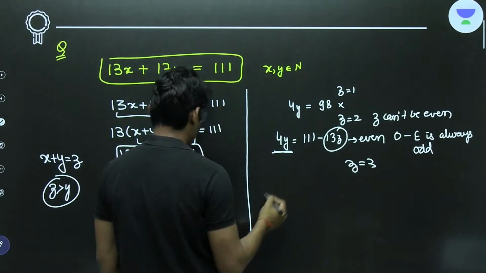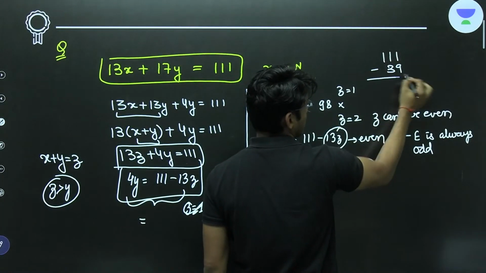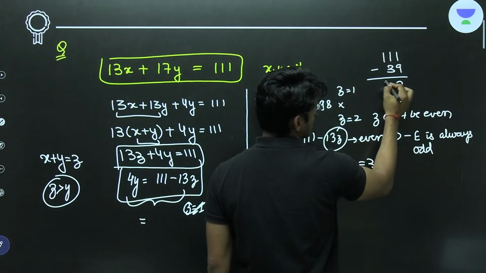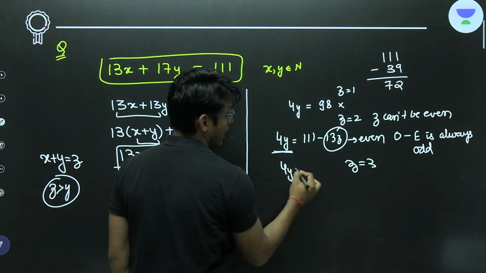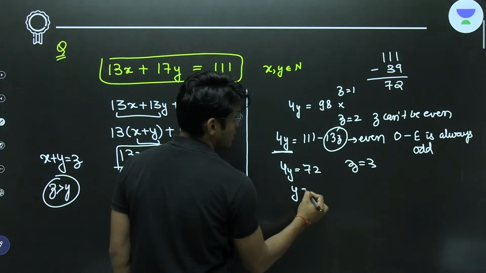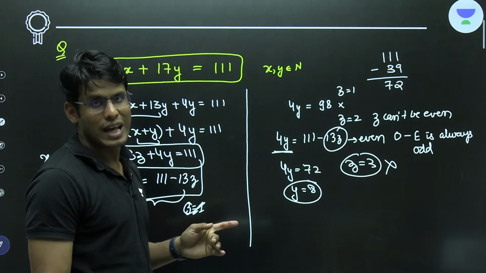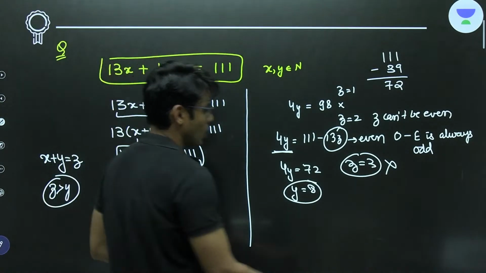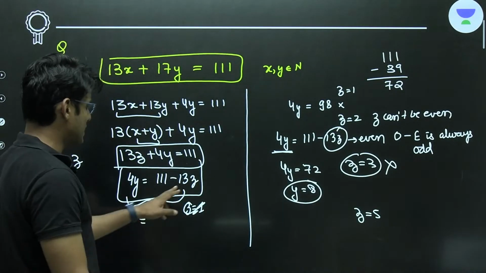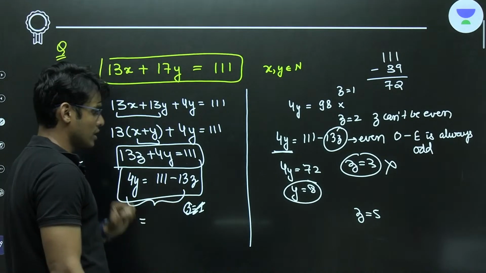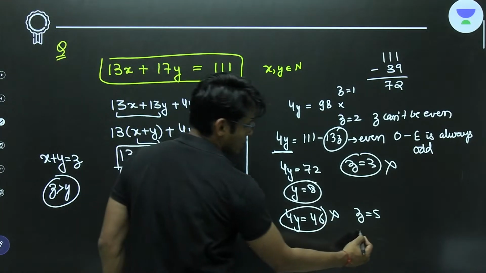So my next is z equals 3. 111 minus 39 is 72. So I have 4y equals 72, y equals 8. But this solution is rejected because my z has to be greater than my y. Now let's put z equals 5. If I put z equals 5, this is 65. This becomes 4y equals 46. Again rejected because y is not a natural number here.